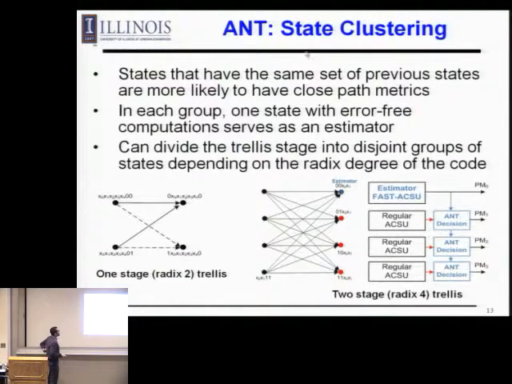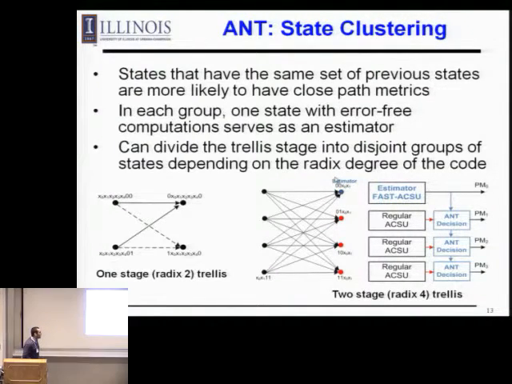Another technique we introduced is state clustering. In the trellis, you have an add compare select for each state, and these states can have close path mapping. They share the initial set of states. So we can design one state as an estimator and allow the other to induce errors, and use this estimation state to correct for these errors. This estimator can be within one of the states of the trellis, or it can be some additional fictitious state we add, so that its path metric lies equidistant from all nearby states.